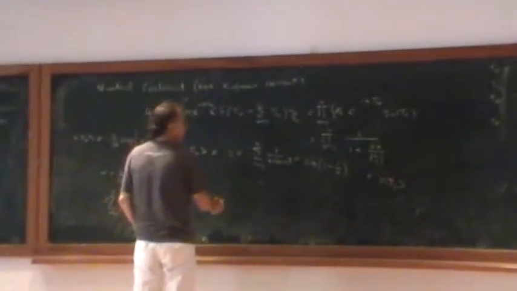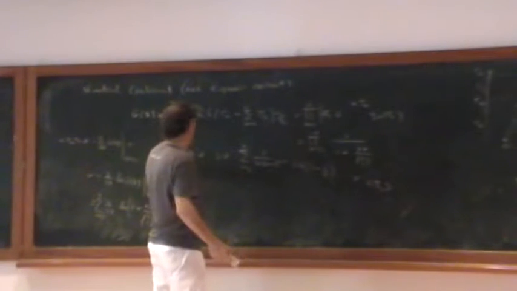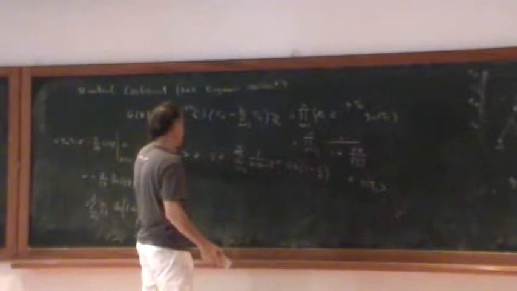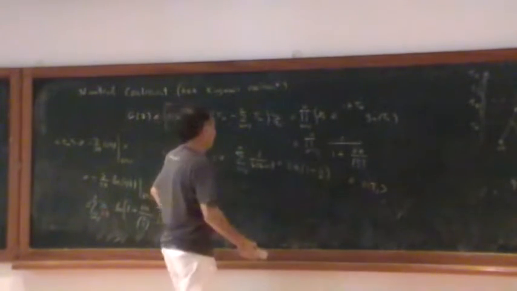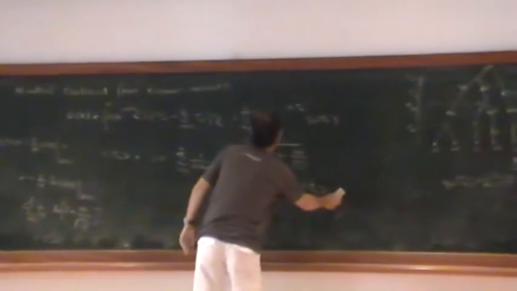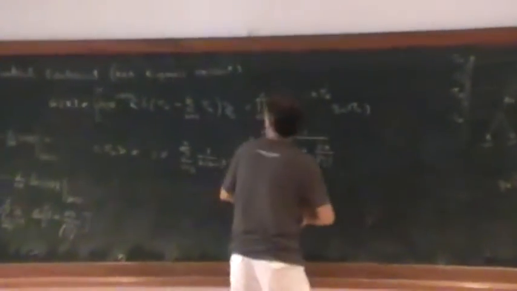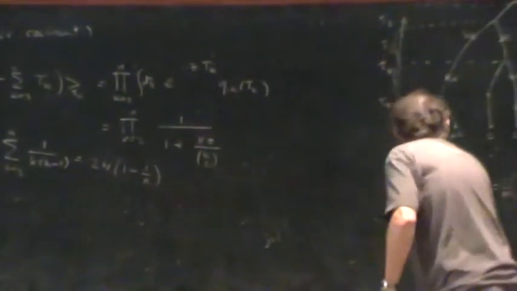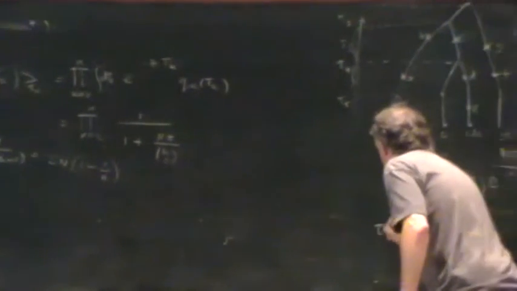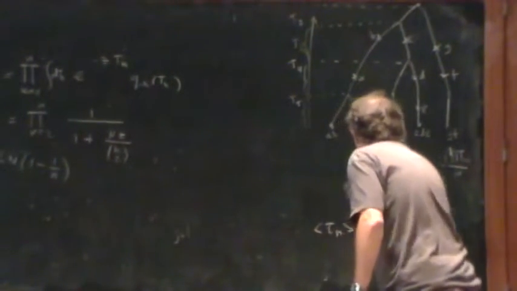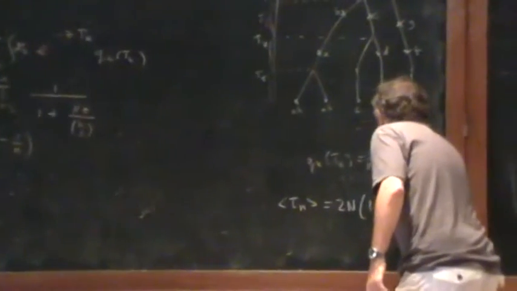For example, okay, so maybe I should draw this. So, all right, the average is 2n times 1 minus something.